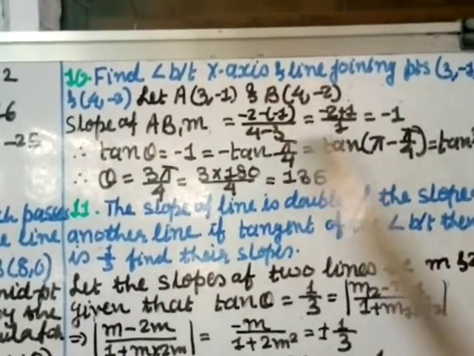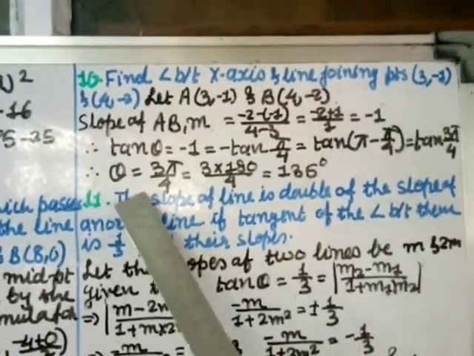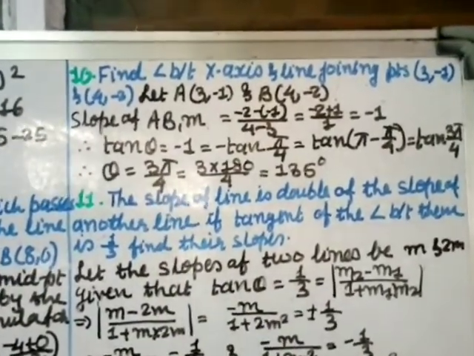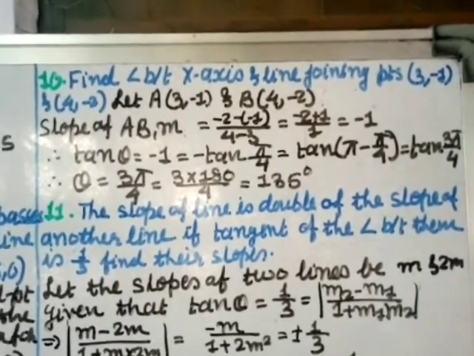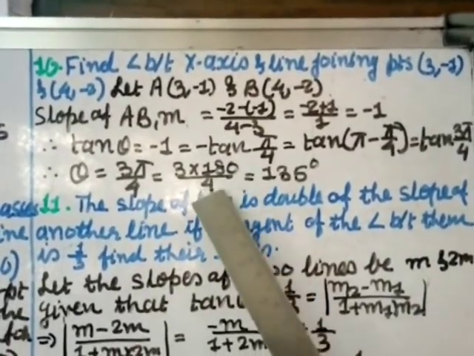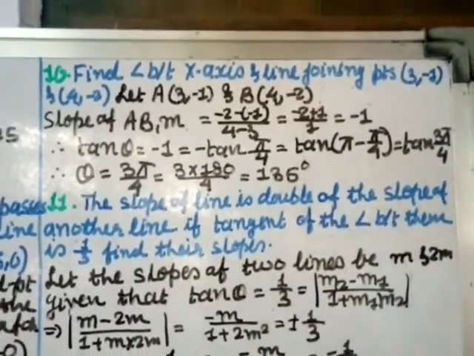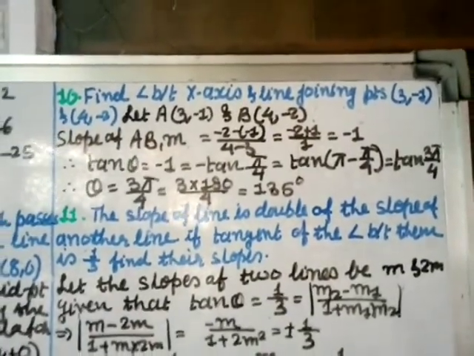So that means theta value is 3 pi by 4. So theta equals 3 pi by 4. This is in radians. Suppose you want to find it in degrees, then put the pi value as 180, and when you cancel, you get 135 degrees. So that is the solution for question number 10.